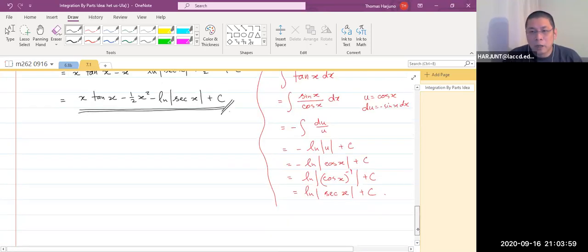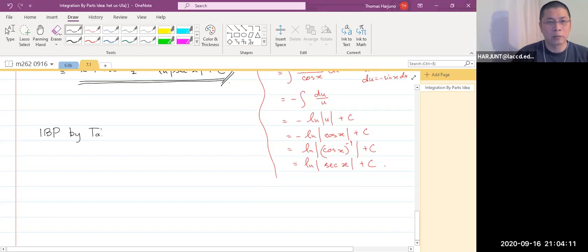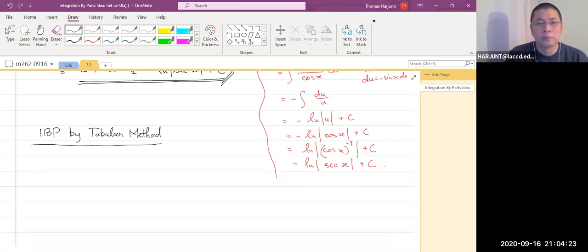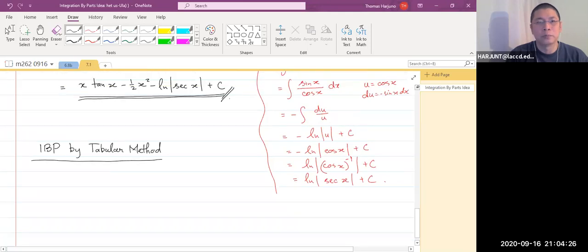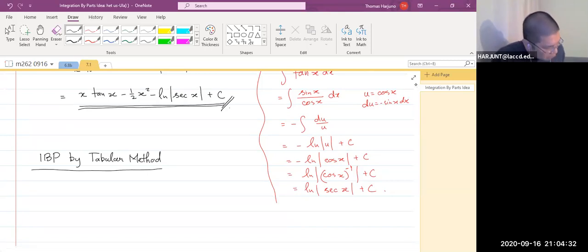Now, with the remaining time, I would like to teach you what somebody else called tabular method, integration by parts by tabular method. It's not a new type of integration by parts. It's just the way we structure them. Now, I will do a problem using the long way, and then I will simplify to show you what happened when we write it in a table.